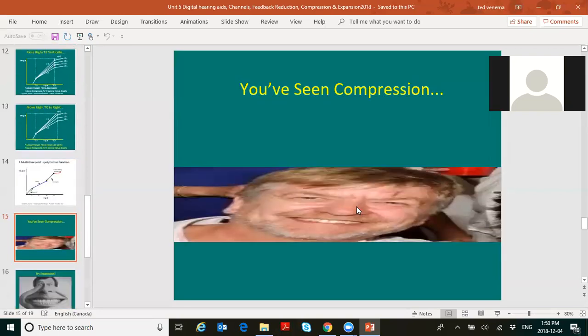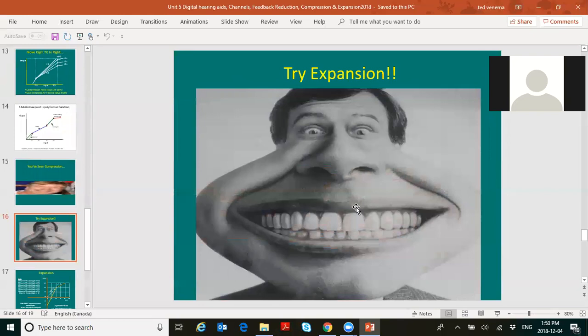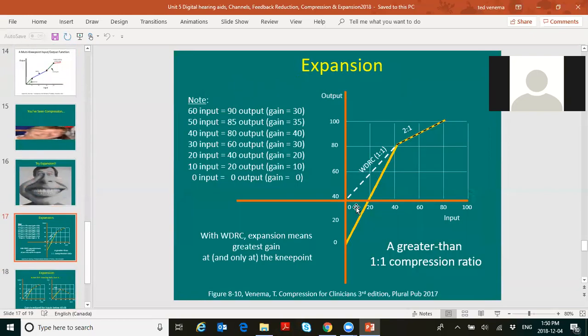But you've seen compression. Now let's look at expansion. Now expansion is trippy. Don't freak about this one, okay? Don't freak too much about the graph here, but I just want to tell you the story. Follow the picture as I move my cursor around on the screen. Here we go.